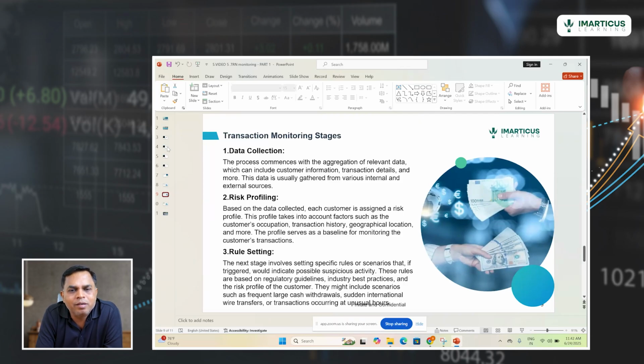The report can be a CTR report. For example, CTR stands for cash transaction report. It gives the report of all the cash transactions done by the customer or a third party in the concerned account.